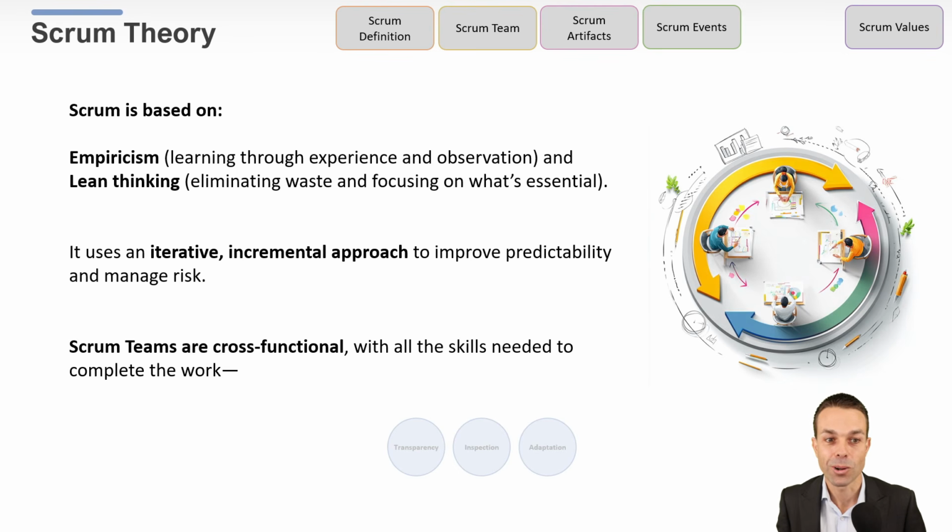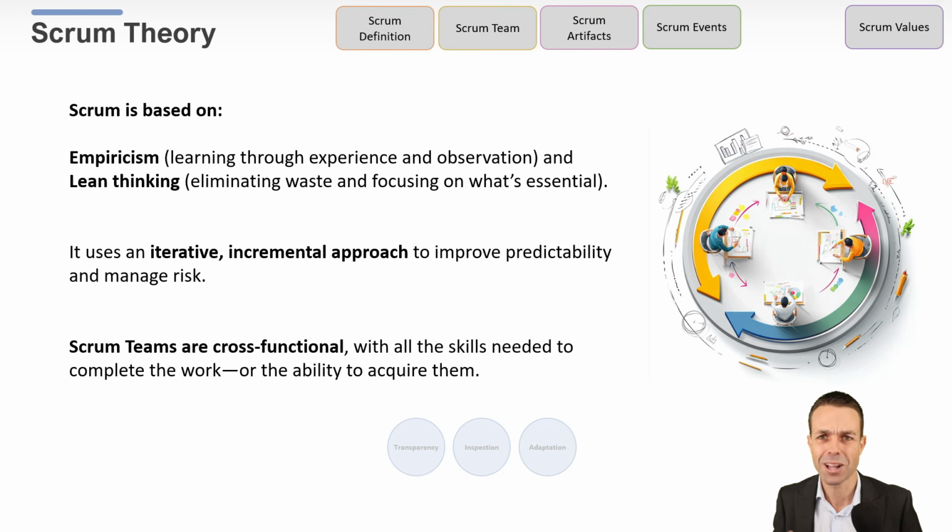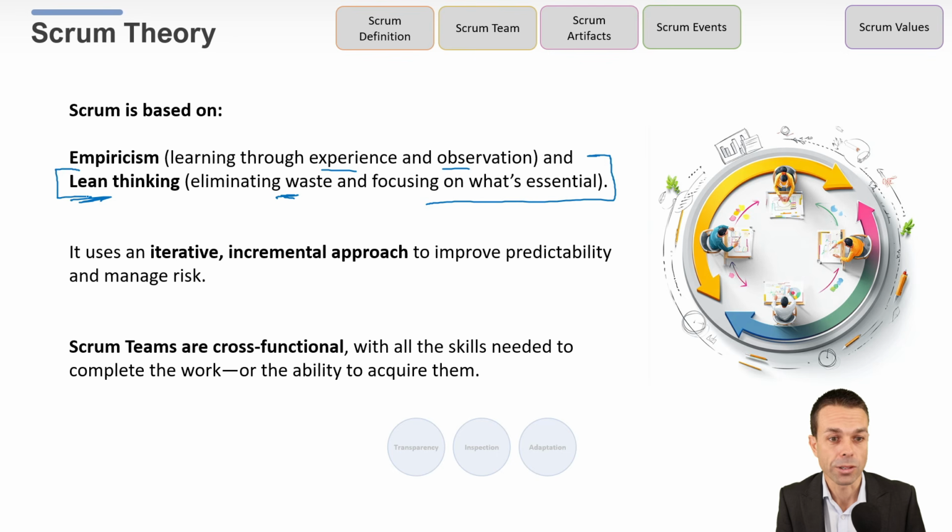Now, Scrum is based on empiricism and lean thinking. Remember what empiricism is? You can tell me by this stage. You'll be teaching me Scrum at the end of this. Remember, it's the real increment, real experience, and real observation. Lean thinking, on the other hand, is eliminating waste in the process and only focusing on what is essential. Now, there are whole courses on lean, and I've written a few books on lean myself. It's a wonderful way to work. Basically, again, it's removing anything that doesn't add value to our customer.